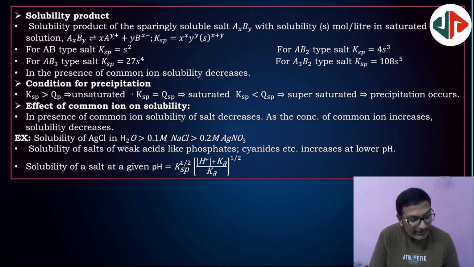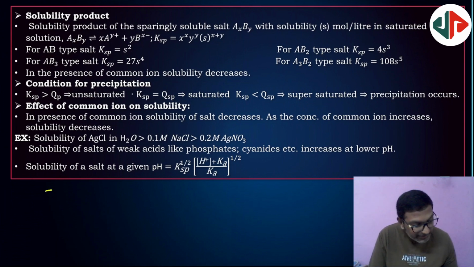Next, in the presence of a common ion, solubility decreases. Common ion effect. Next, condition for precipitation. If Ksp is greater than QP, QP means ionic product. If solubility product is more than ionic product, the solution will be unsaturated. If these two are equal, saturated. Next, if ionic product exceeds solubility product, supersaturated and precipitation occurs.